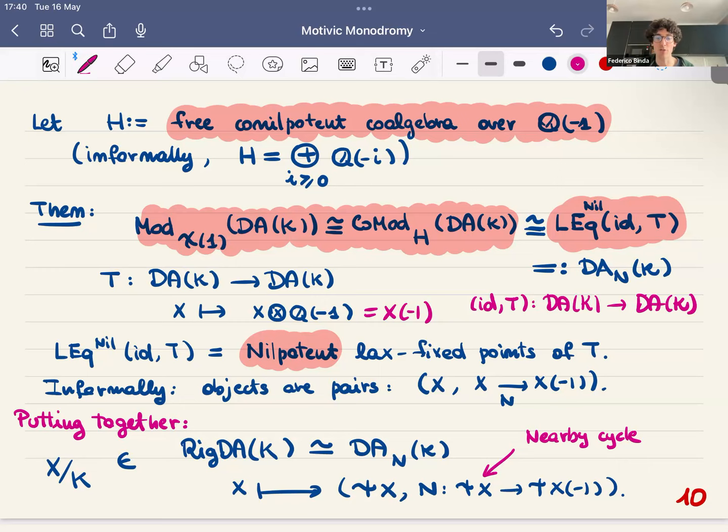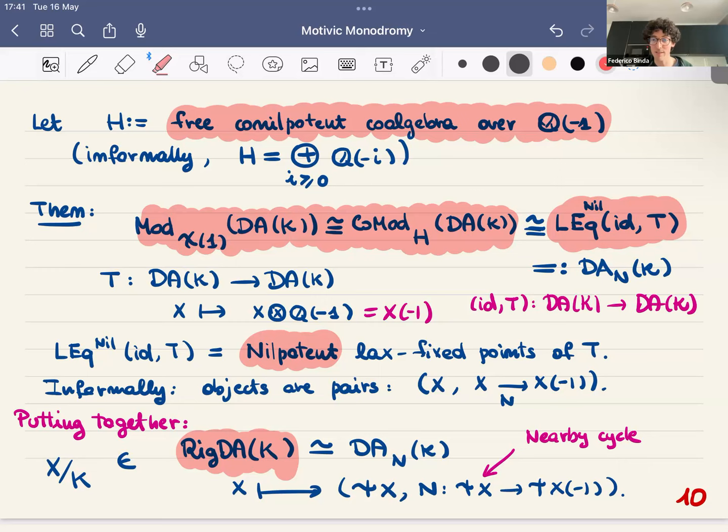Not so important. Okay, so what do we get if we put things together? We get an equivalence between pre-adic motives over big K, so a priori a big category with a lot of analytic data in it, and this is equivalent to a category of algebraic nature: motives over little k with a nilpotent operator. Sounds good, right? So it is very close to what we wanted.